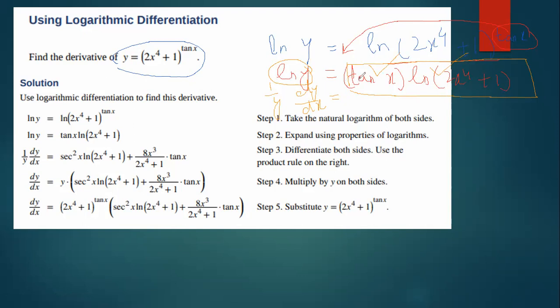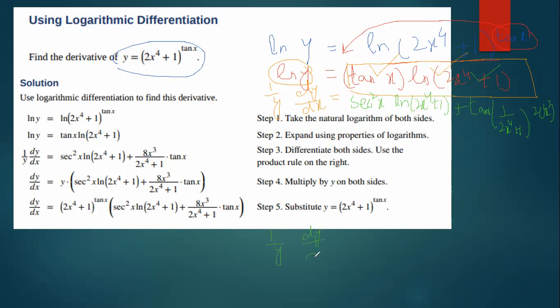So it will be derivative of first, that is secant derivative, so it will be secant square x, and then second as it is, so it is log of 2x power 4 plus 1, then plus first as it is, that is tan x, taking the log, so it will be 1 upon 2x power 4 plus 1, then taking the derivative of this function. So this will be 2 into 4x cube and plus 0.